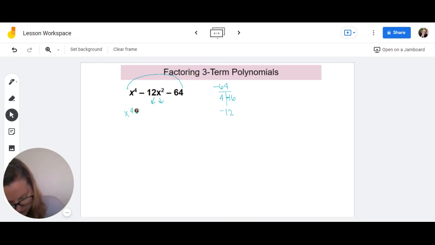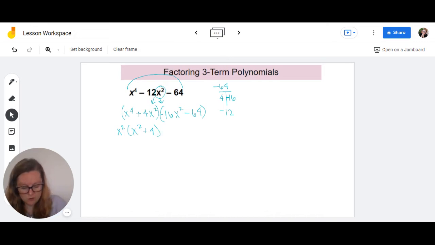So x to the fourth plus 4x squared. Be sure you encompass this squared because it is there. And then minus 16x squared minus 64. Grouping means we group the first two, group the second two, look at your first one, say, what can I factor out? This time I can take out an x squared. I'm left with x squared plus 4.